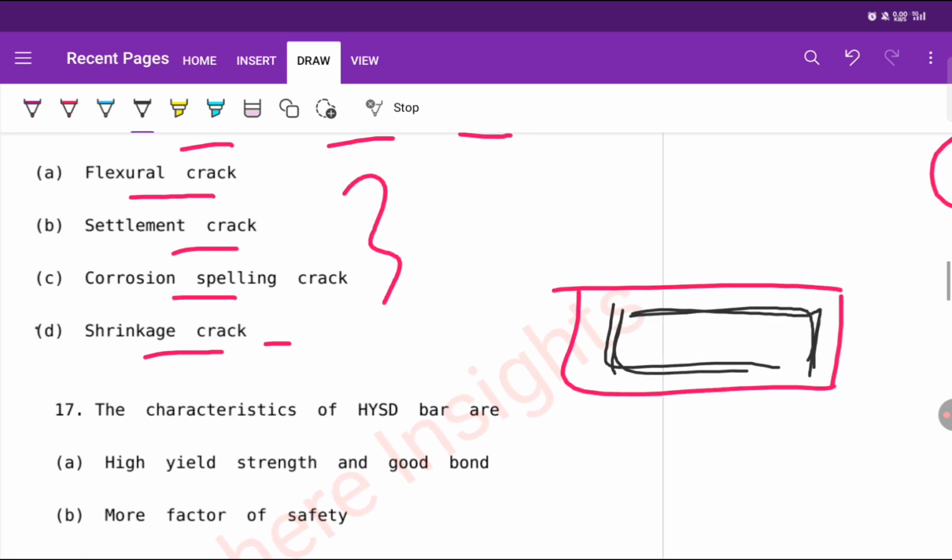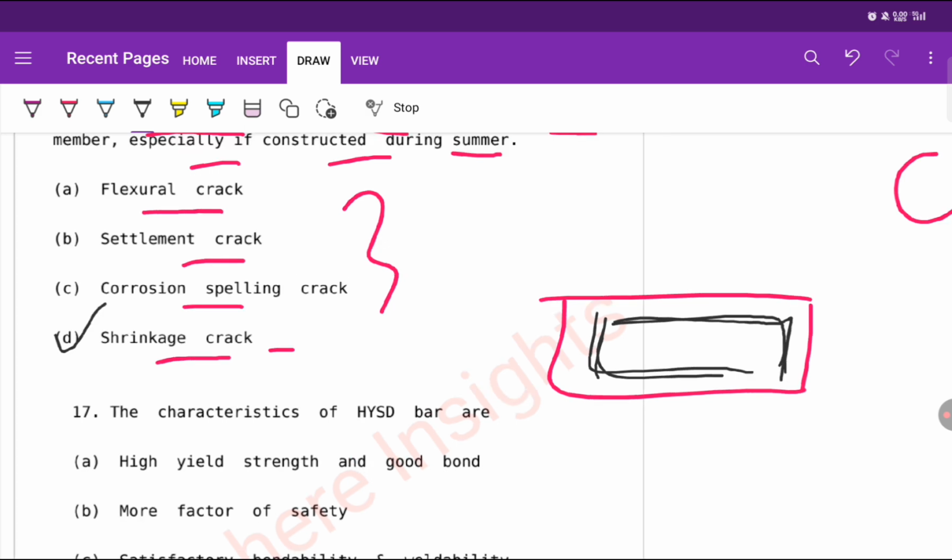So option D will be the correct answer. So due to high temperature, shrinkage cracks will be developed, especially in the summer season.